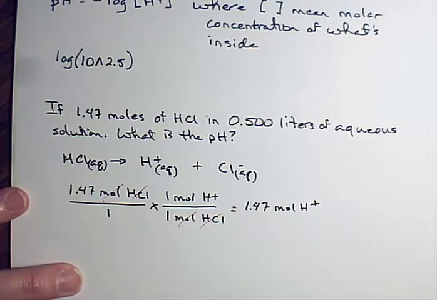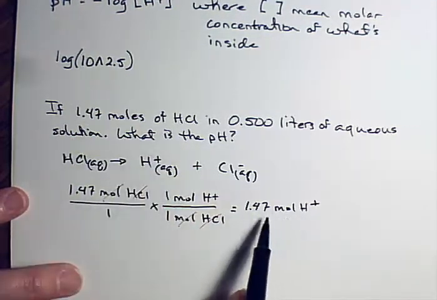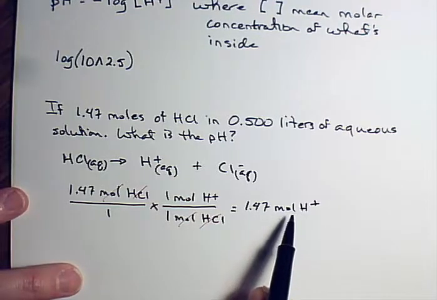Now, we don't have time to get into strong and weak acids and those different behaviors today, but for HCl and the strong monoprotic acids, that's pretty much how it works out for you. Okay. So if I've got that many moles of HCl, I've also got that many moles of H+.